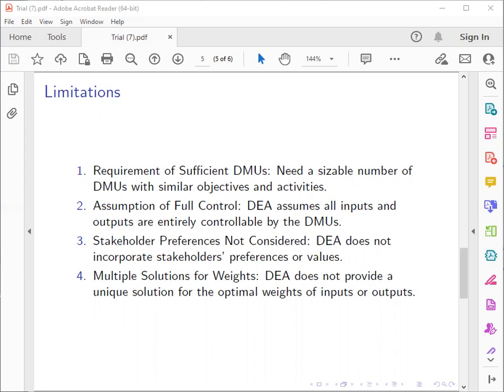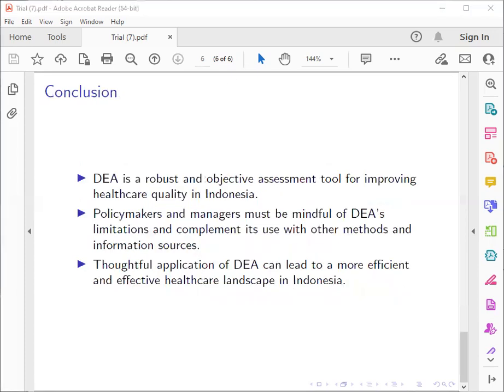Okay, but despite having those limitations, DEA is still a good modeling tool compared to not using a mathematical model in making a decision. So I think rather than not having any model, you can use it thoughtfully and also complement it with other methods, so you can make a good data-driven decision and contribute to improving healthcare quality in Indonesia when modeling a situation with this kind of model. And I think this is the final conclusion from me.